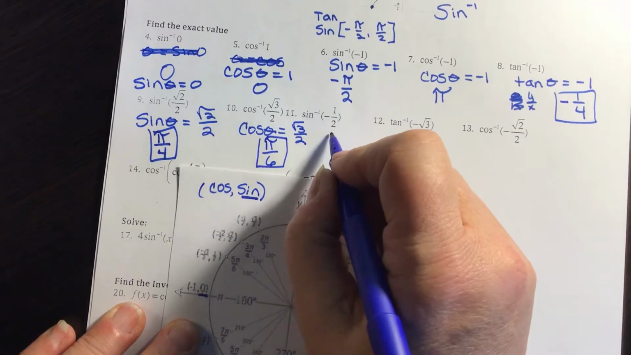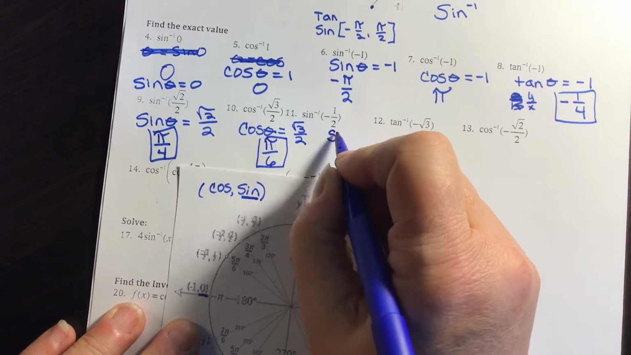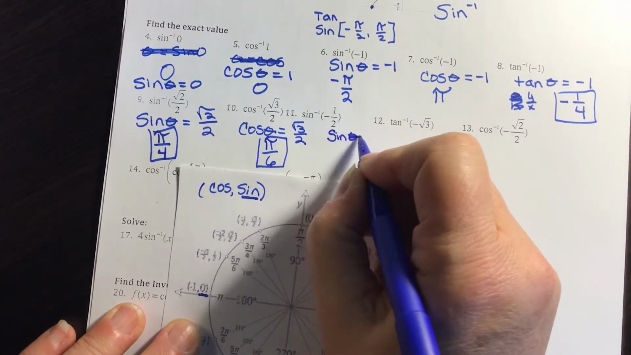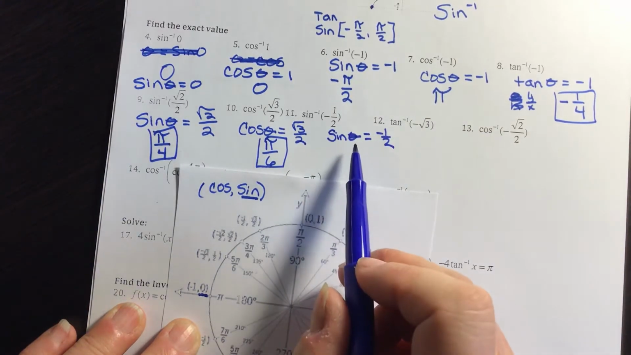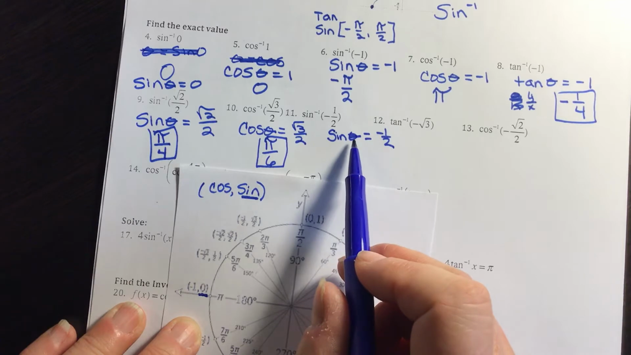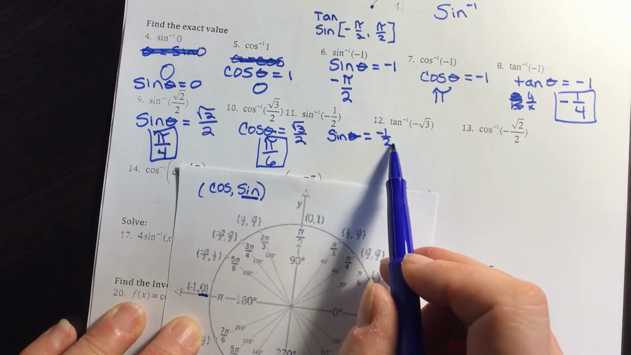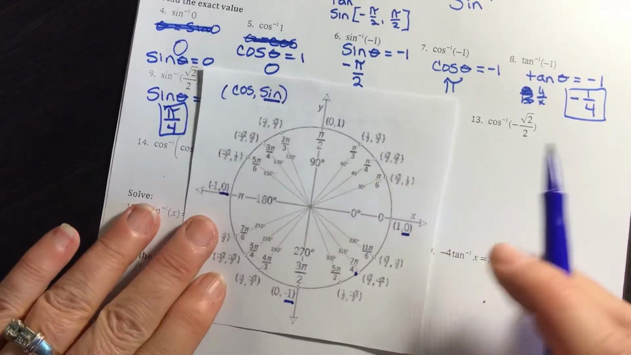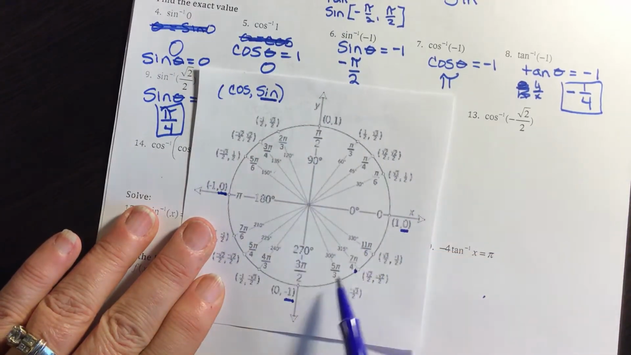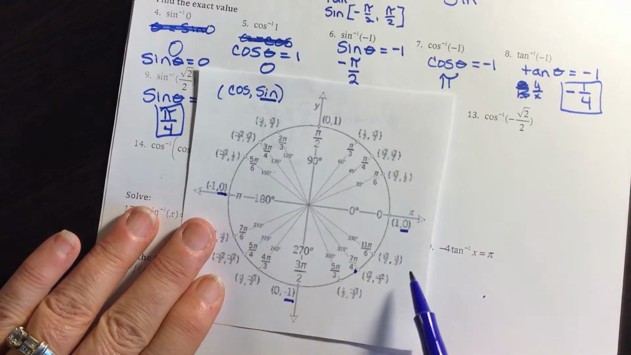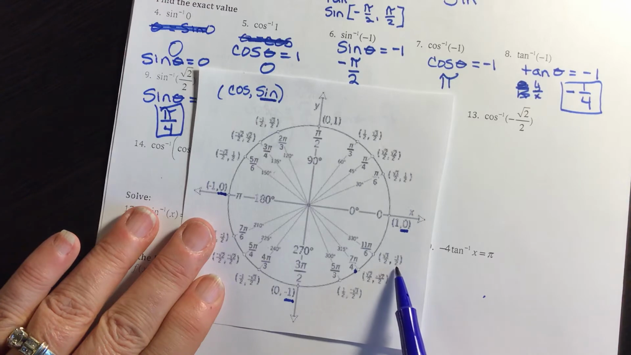Number 11, sine of what angle is negative 1/2? Okay, so sine is the second or y coordinate. I want a negative 1/2, and my domain is on this side of the unit circle. So negative 1/2 is here.